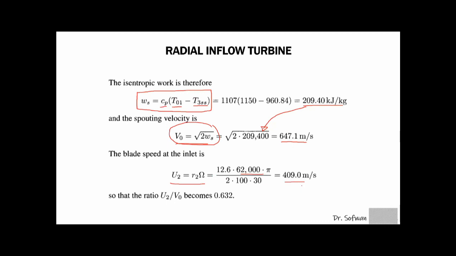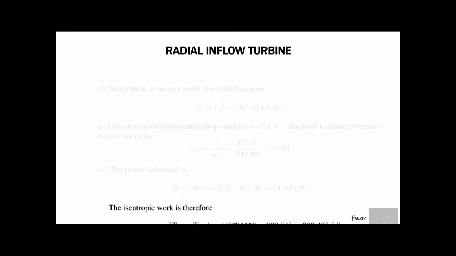Now we want to get what the question asks for, which is the ratio U2 over V0. We have the value of V0 and we have the value of U2, so we can calculate the ratio of these two velocities, which becomes 0.632. Okay, so the ratio of U2 over V0 is equal to 0.632.